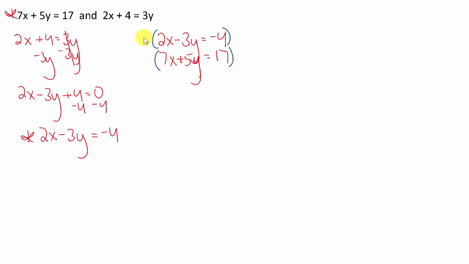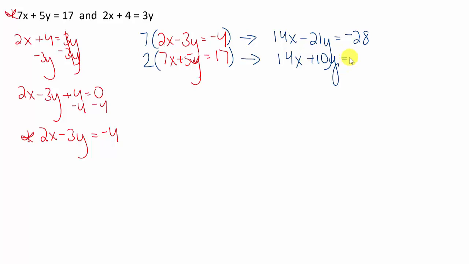So I know that I can multiply this top one by 7. 7 times 2 will be 14. And the bottom by 2, because 2 times 7 is 14. And so then these will match. So 7 times 2 is 14x. 7 times negative 3 is negative 21y. And 7 times negative 4 is negative 28. So now we're going to do the same thing to the second one, only we're multiplying by 2. 2 times 7 is 14x. 2 times 5 is 10y. And 2 times 17 is 34.